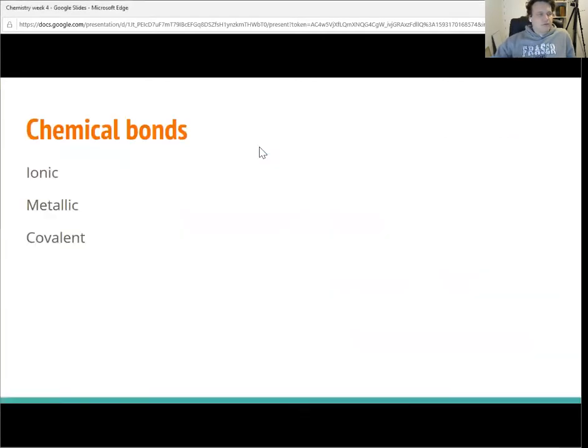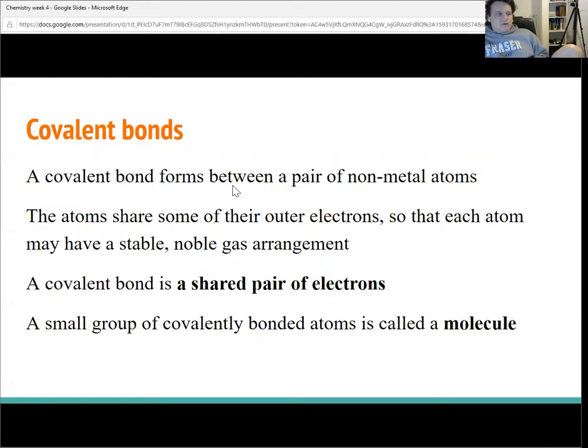So we're going to talk about chemical bonds, so the bonds between 2 atoms that make up a compound. We have ionic, metallic, covalent bonds, and covalent bonds are split into polar and non-polar covalent bonds. So covalent bonding is between non-metal atoms.